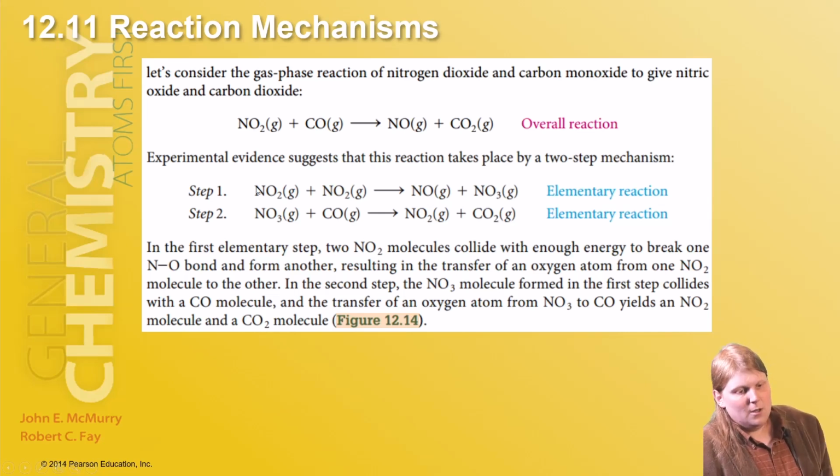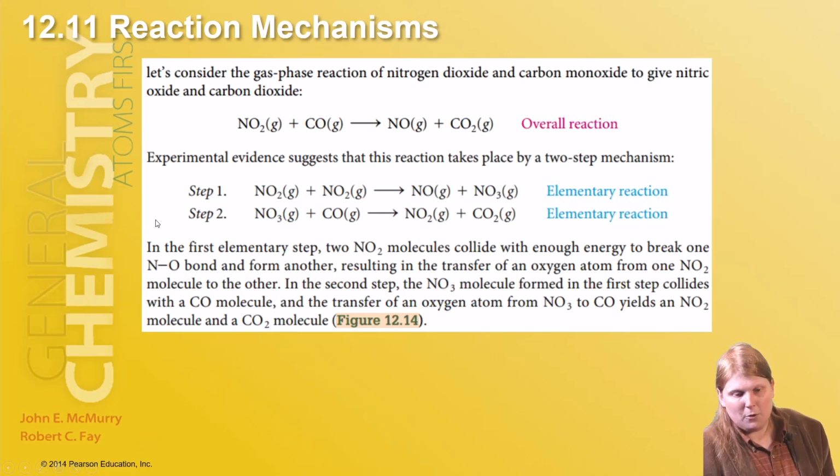Okay, so in the first step, two NO2s collide with enough energy to reorganize into this species. And then in the second step, this collides with this and then performs it, right? So how could I support that maybe this mechanism actually does happen? Well, if I could measure the presence of NO3, that might support this mechanism, because there's no reason to think NO3 exists from the first principles, from the overall reaction. But if this mechanism is true, I might be able to measure NO3. You see it may form here and then go down here.